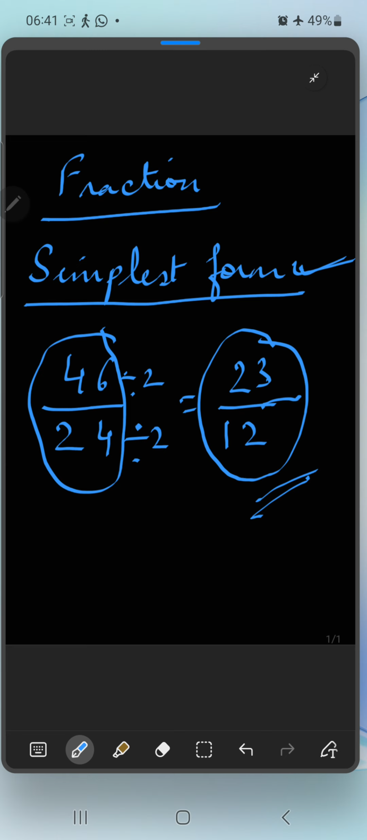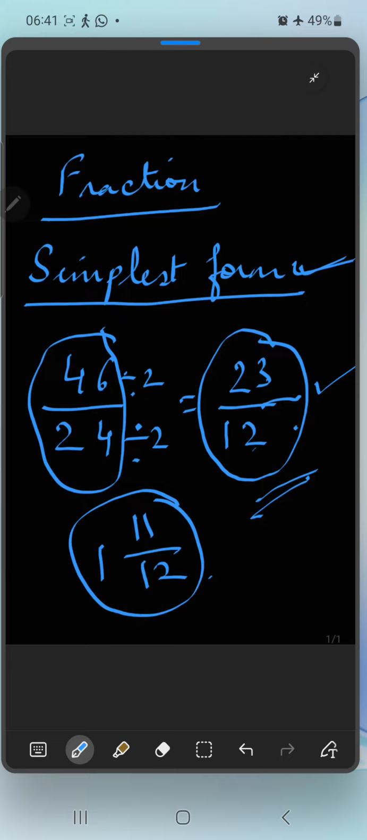We had talked about mixed fractions in our earlier class. For the mixed fraction, you have to simply divide 23, your numerator, by the denominator 12. The quotient is 1 and the remainder would be 11. So how do you write this fraction? We will write this fraction as 1 and 11 by 12. So this is the form in which we can also write this fraction. Okay. So this is how we convert our fraction into the simplest form.